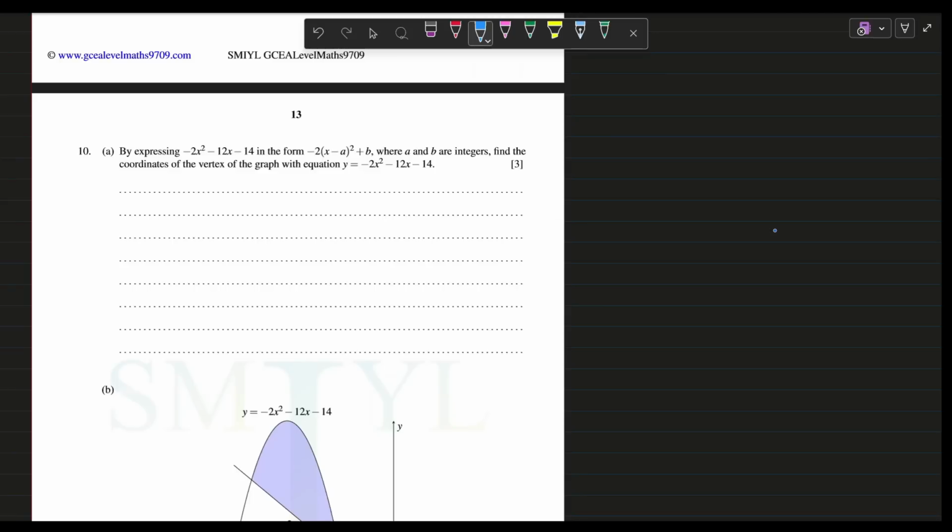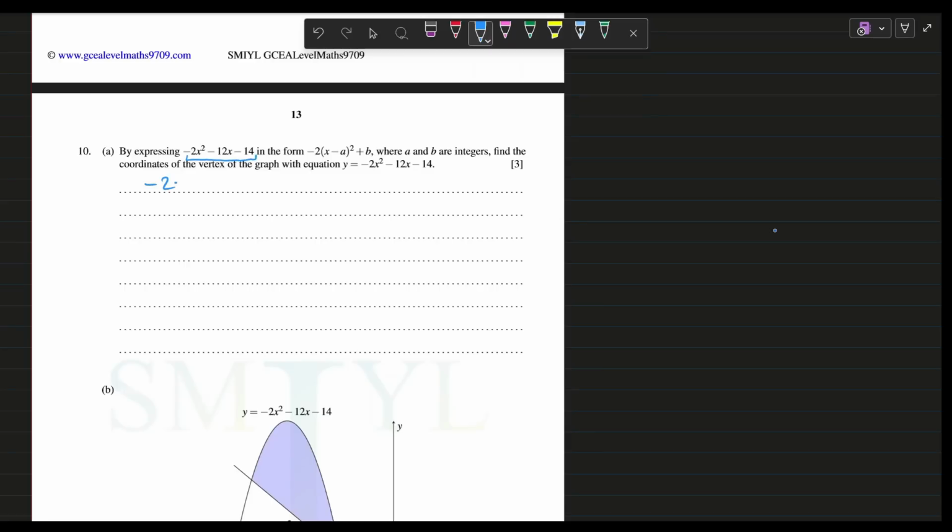Number 10, part A. By expressing negative 2x squared minus 12x minus 14 in the form negative 2 times (x minus a) squared plus b, where a and b are integers, find the coordinates of the vertex of the graph with the equation y is equal to negative 2x squared minus 12x minus 14. So essentially they just want us to complete the square for this.